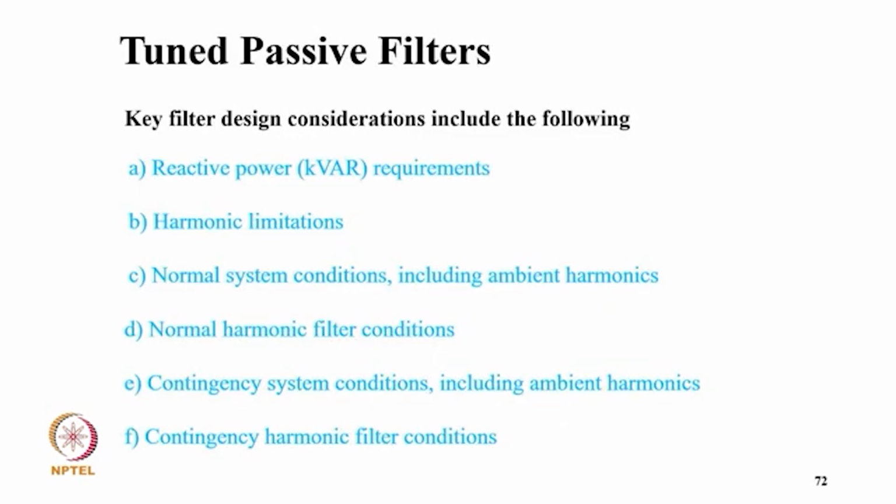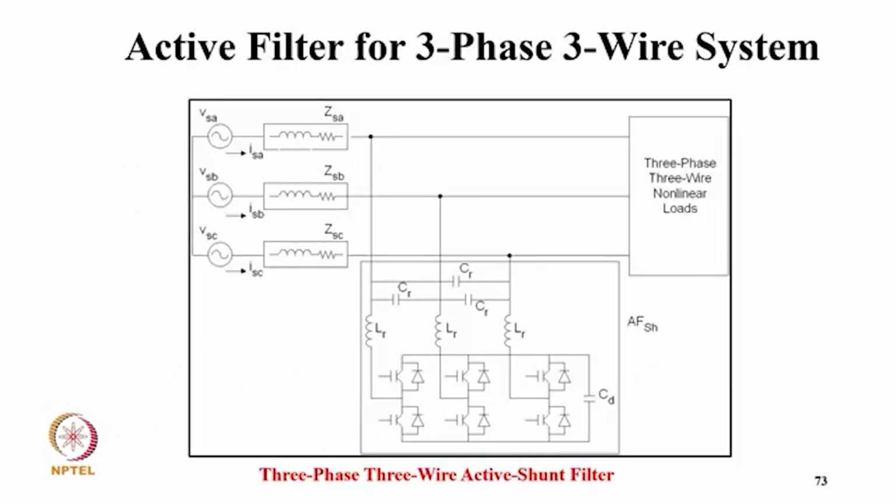So now coming to the tuned passive filter, key design considerations include the following: the reactive power requirement in kVAR, harmonic limitation, normal system condition including ambient harmonics, and normal harmonic filter condition, and contingency system conditions including ambient harmonics and contingency harmonic filter condition.